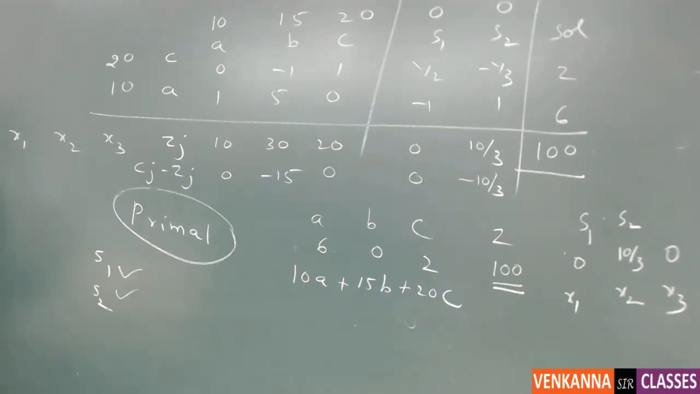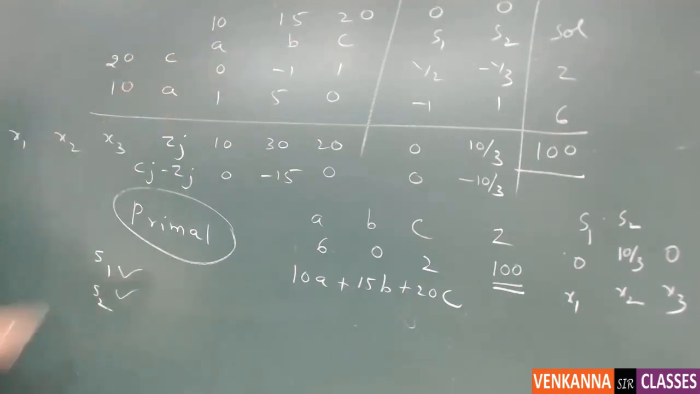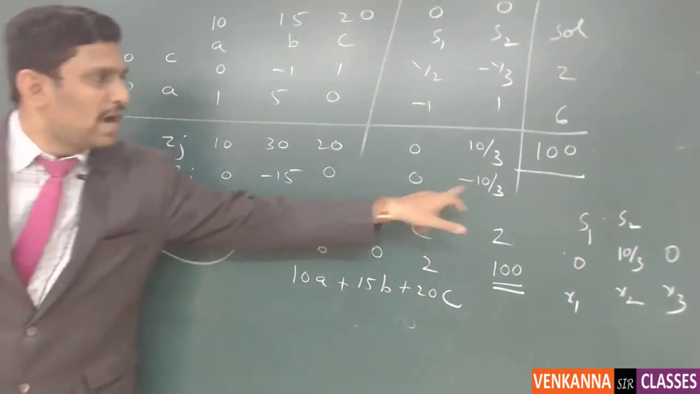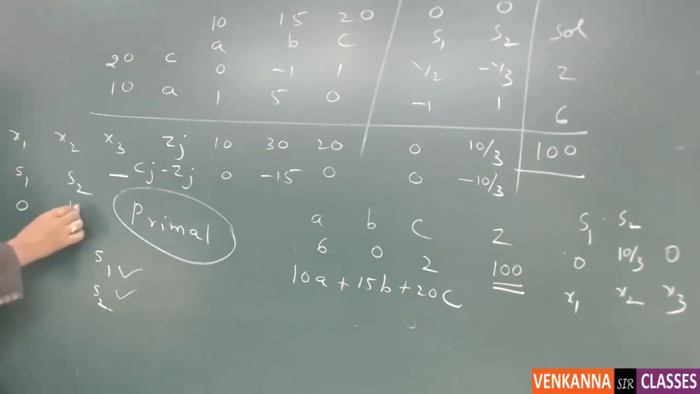So x1, x2, x3 are the variables in primal. Here, in the first simplex table of the dual, S1, S2 are basic variables. You simply write S1, S2 here. Since S3 is not there, you simply put a dash here. And what are the values of S1, S2 in the dual? 0 and minus 10 by 3. You take minus sign for them. So 0 and 10 by 3. So x1 value is 0, x2 value is 10 by 3, x3 value is 0 for primal. That's all.